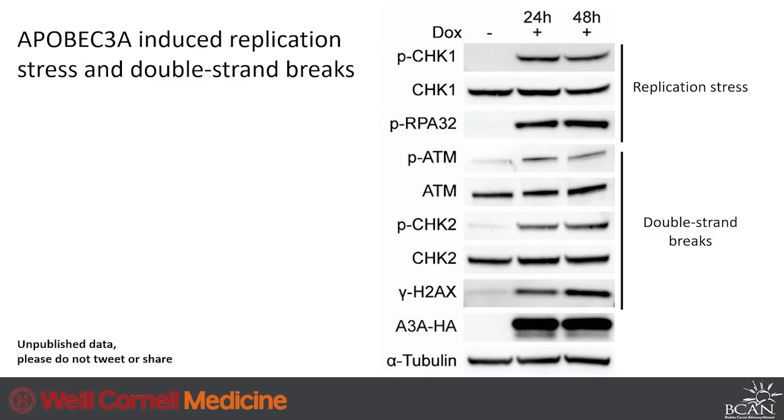As we're showing here, you can see that when the tumor cells are exposed to APOBEC3A, CHK1 and RPA are highly activated in the cells. That indicates that the cells have replication stress. And also the markers ATM, CHK2 and gamma-H2AX are highly activated in the cells. That indicates double-stranded DNA breaks. So that data indicated that APOBEC3A can cause replication stress and lethal DNA damage, double-stranded DNA breaks.